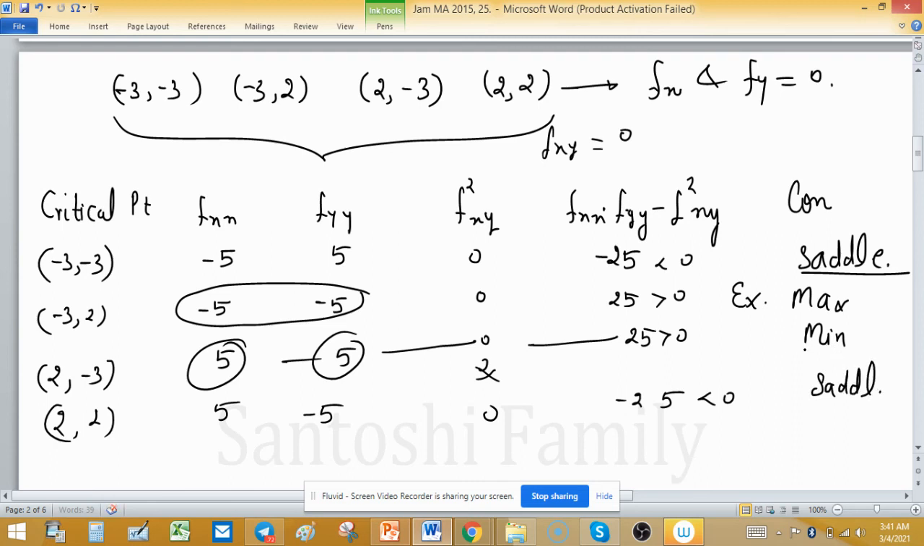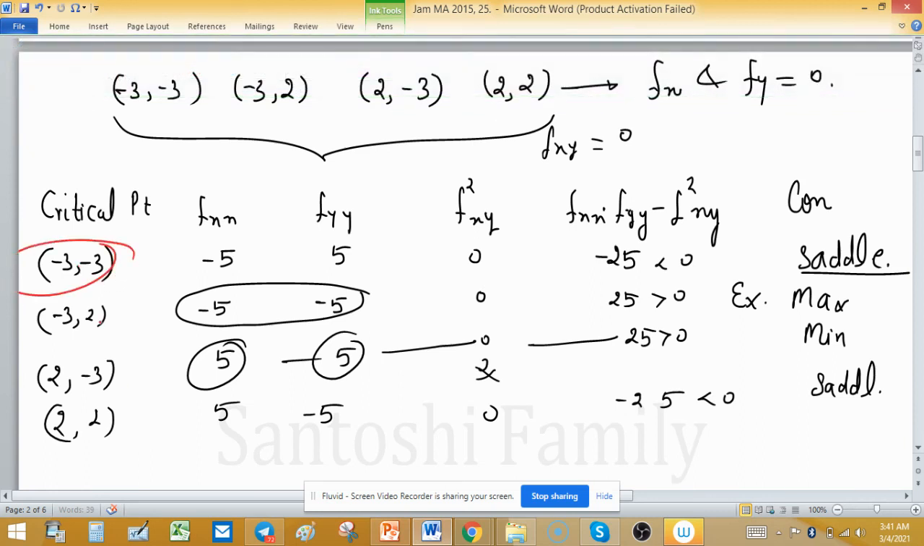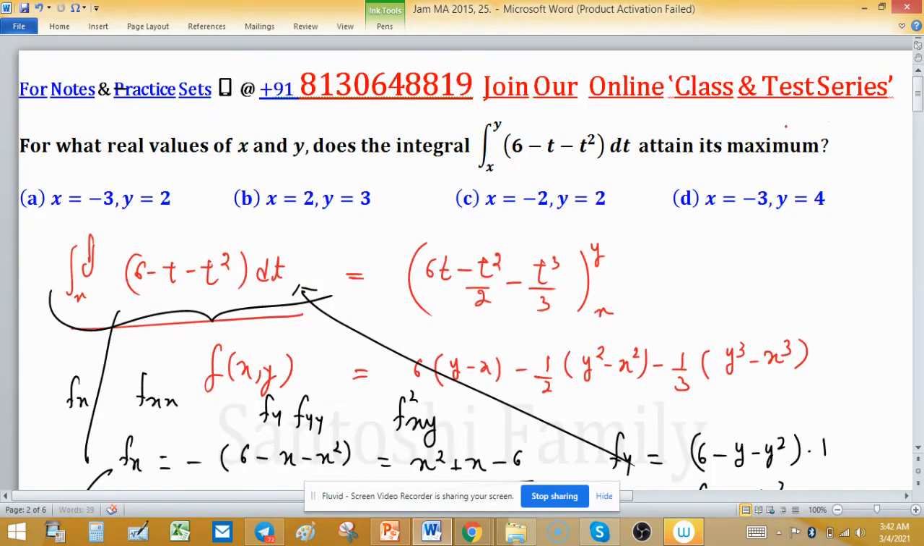So for this function we have two saddle points. Minus 3 comma minus 3 is a saddle point, and 2 comma 2 is a saddle point. This is the point of max, and this is the point of min, but the concern is about max, so minus 3 comma 2, option A, is the right choice.